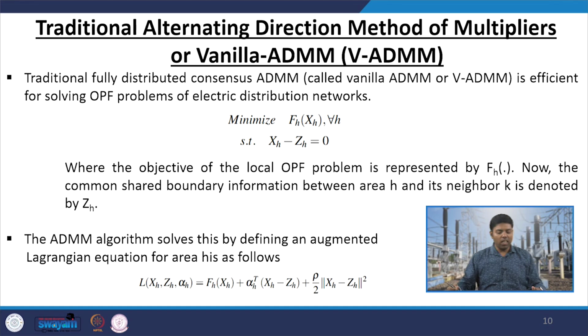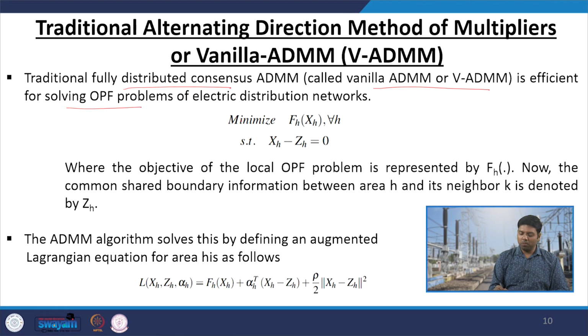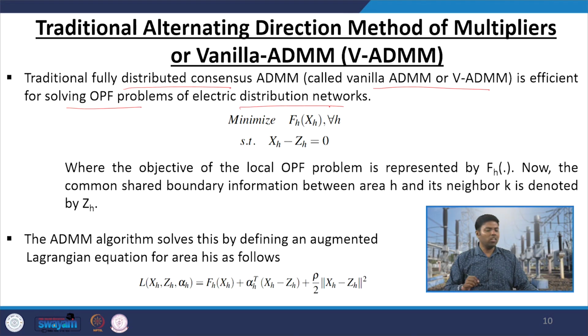So, we will study the famous ADMM algorithm, which is named vanilla ADMM or traditional ADMM, to solve the distributed OPF. Traditionally, fully distributed consensus ADMM, also named vanilla ADMM, is efficient for solving OPF problems in electrical distribution networks. That has already been proved in multiple literatures.